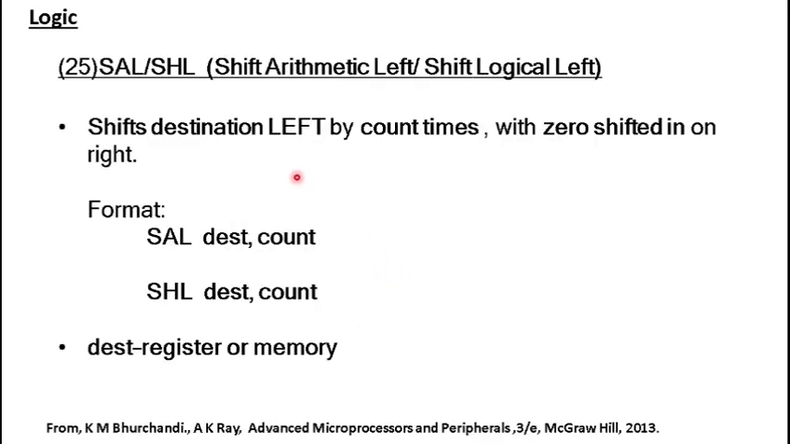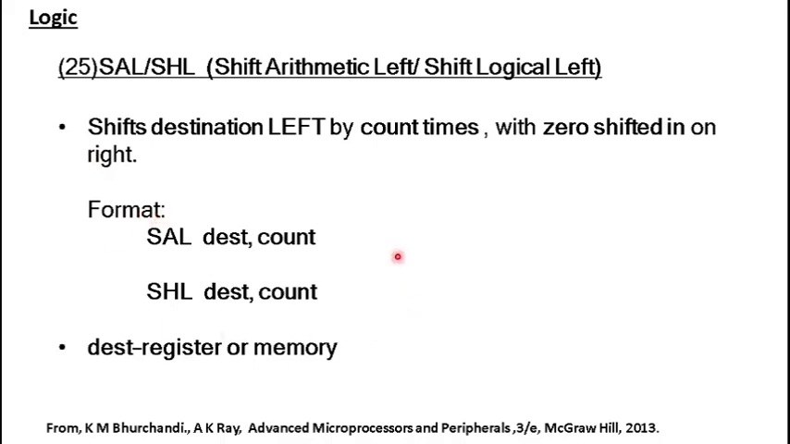Next we have a pair of instructions, SAL, that is shift arithmetic left, and SHL, that is shift logical left. Both of their operations are identical, as it is a left shift. What they do is shift the given operand or the destination left the count number of times, and while they shift it, 0 is shifted into the vacant space from the right.